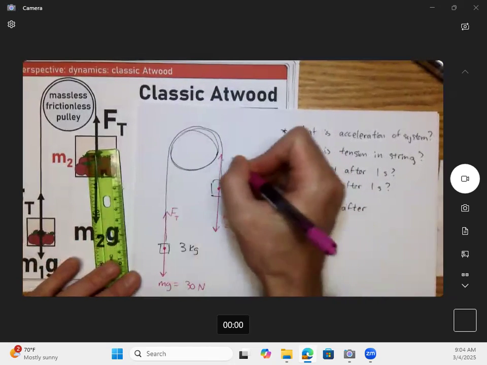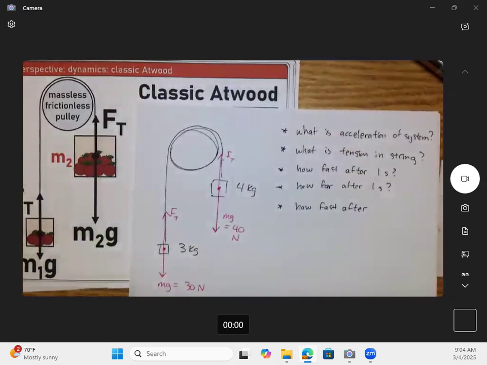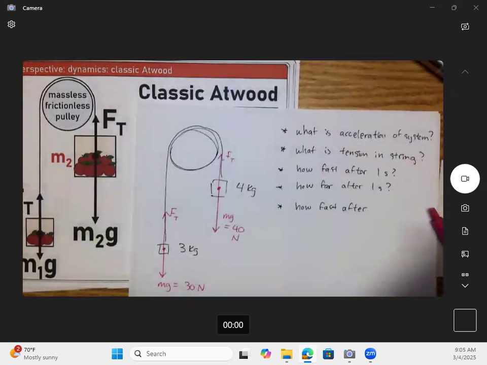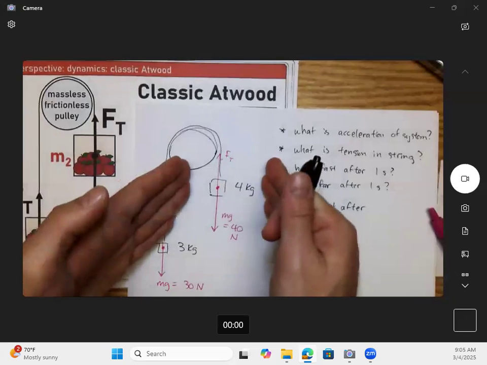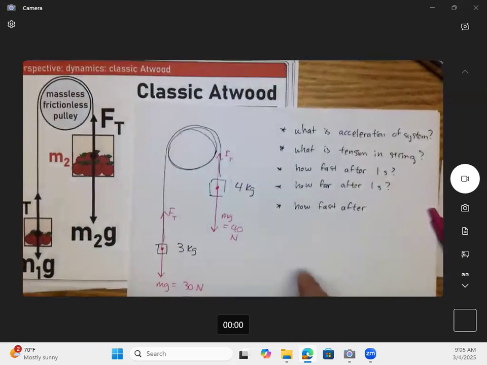Okay, so I'm going to guess the tension is 34 newtons, right? It's usually a little bit less than the midpoint. The midpoint would be 35. So I'm going to guess 34. But we're going to figure out for sure. And the way we can figure out for sure is we can either focus only on this block or only on this block, because they'll both lead to the same answer. Okay?